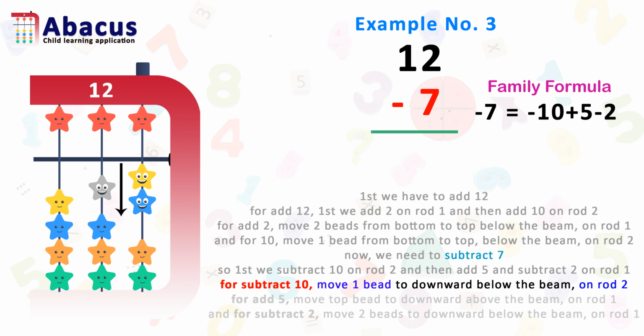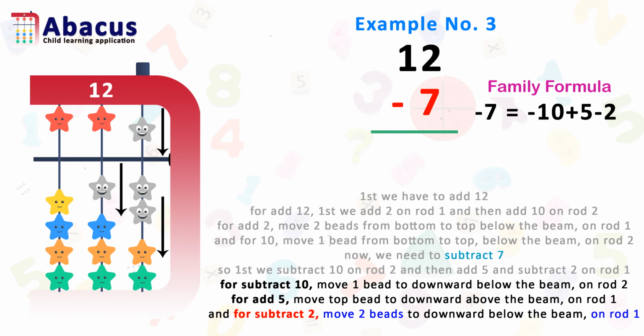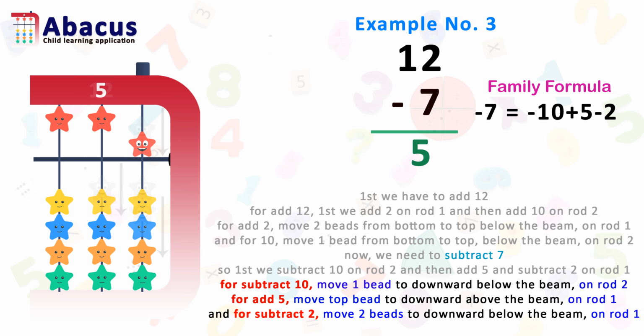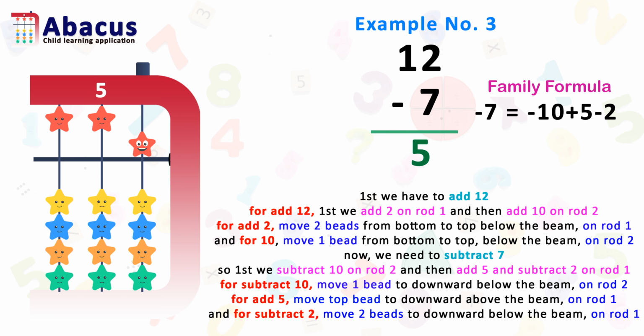For subtract 10, move 1 bead downward below the beam on rod 2. For add 5, move the top bead downward above the beam on rod 1. And for subtract 2, move 2 beads downward below the beam on rod 1. And here we got the answer, and the answer is 5. Here is the summary.